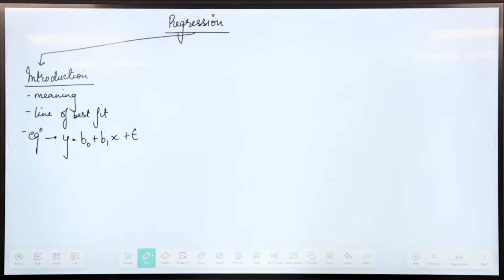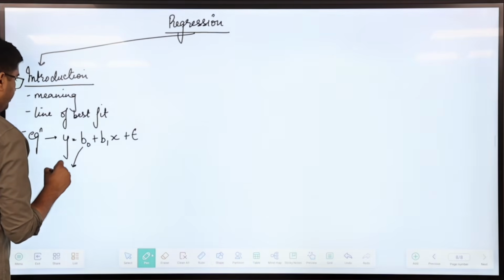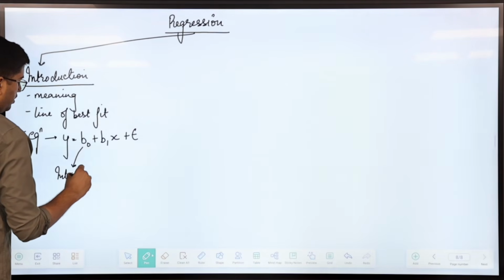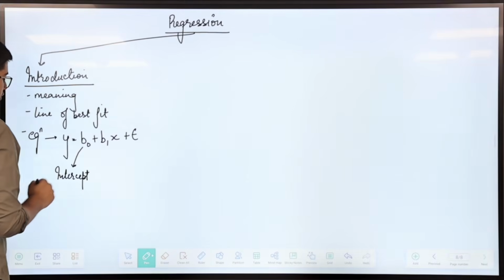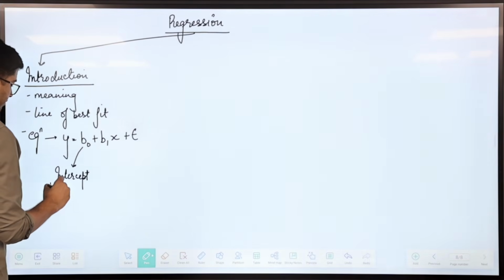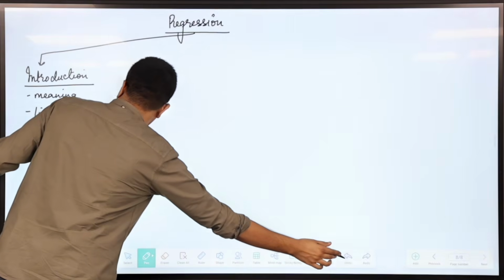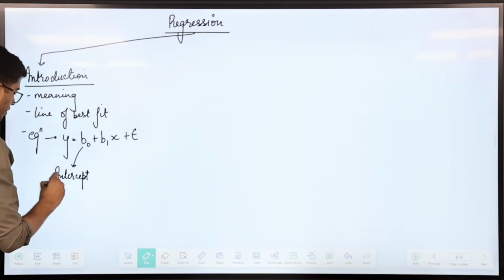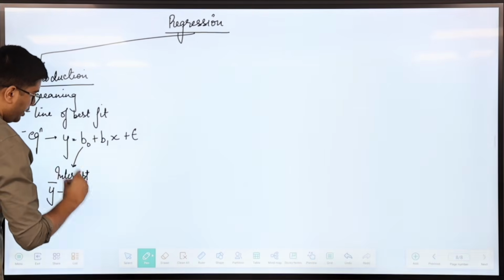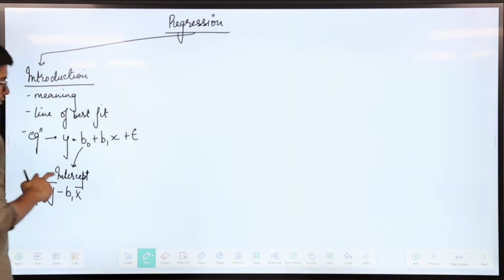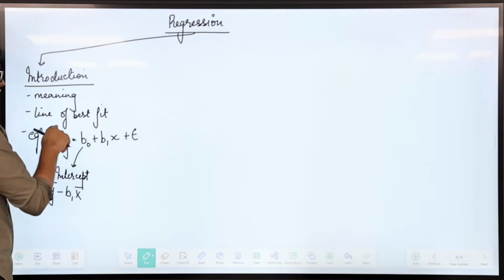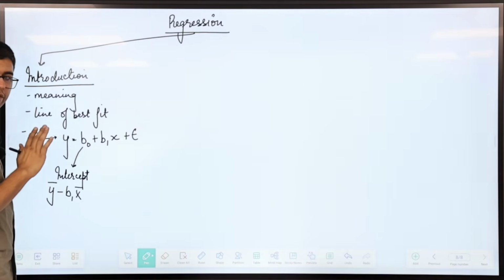Alright, some books will use the notation A and B. Some books will use B0, B1. The idea is this is intercept. This is calculated as y bar minus B1 x bar. Because the assumption is that mean of x, mean of y will always lie on the line of best fit. It will always lie on the regression line. So if these points are lying on the regression line, they should also satisfy the equation.